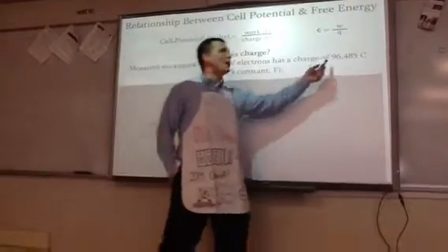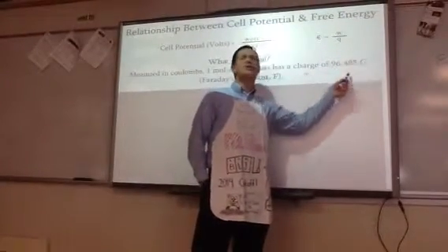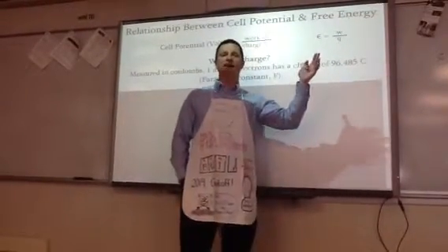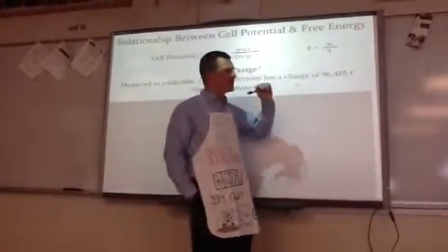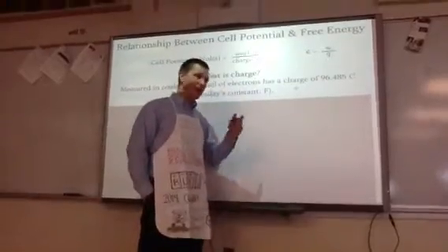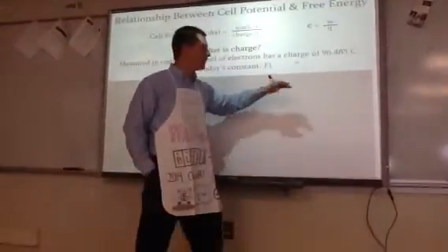All right. Now, I will tell you that this conversion factor right here is known as Faraday's constant. 96,485 coulombs. That is the charge of 1 mole of electrons. Now, what if you don't have a mole of electrons? What if you have a half a mole of electrons? Then you'll have a half this number for your charge, right?